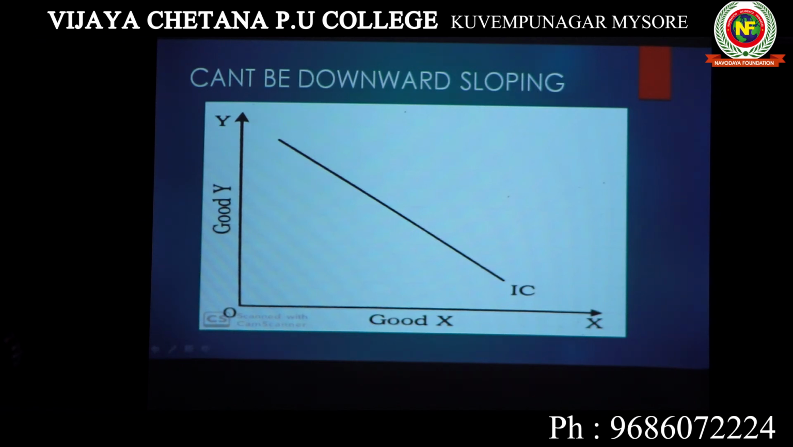Equal sacrifice means you are going to sacrifice one Y good to get one X good. But already we have seen, to get more of X, more of Y has to be sacrificed initially. Then it comes down. It is not uniformly that we are going to sacrifice.